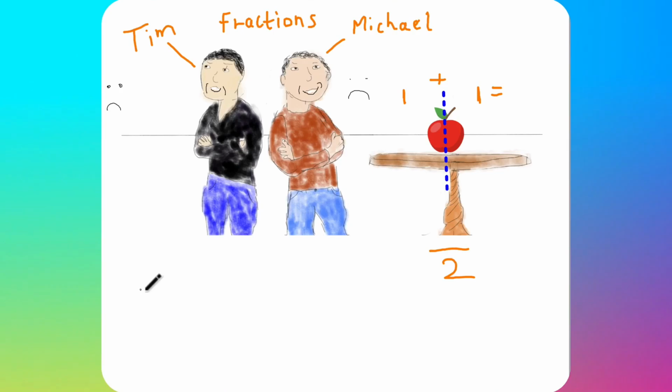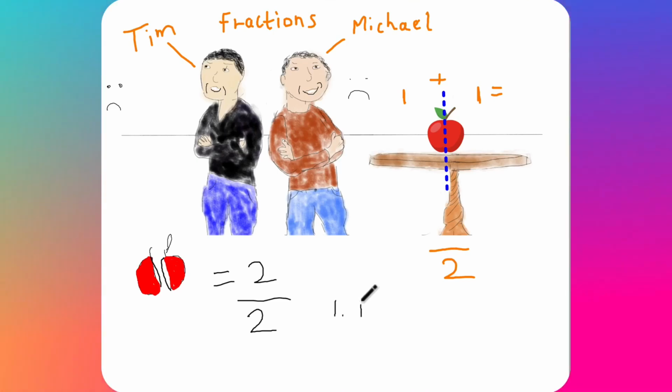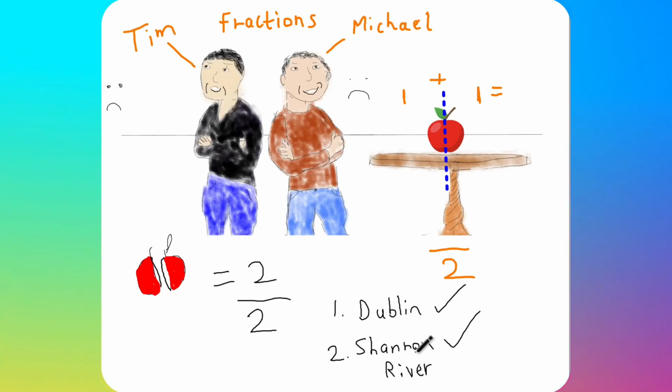We now have an apple section and another apple section. If we have the whole apple, we can write it as 2 parts of 2. Say for example you have a test and you want to answer some questions. The test has 2 questions. Question 1, what is the capital of Ireland? Answer, Dublin. Question 2, what is the longest river in Ireland? The Shannon River. And maybe when your test is corrected, you will get a tick for Dublin and a tick for the Shannon River. Therefore, we can say that in the test there were 2 questions and you got 2 right.